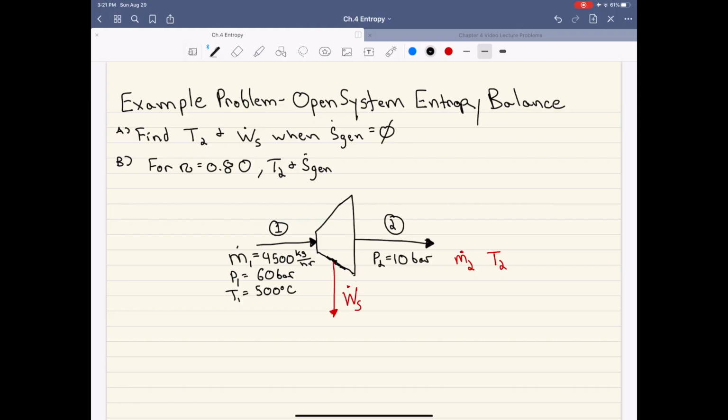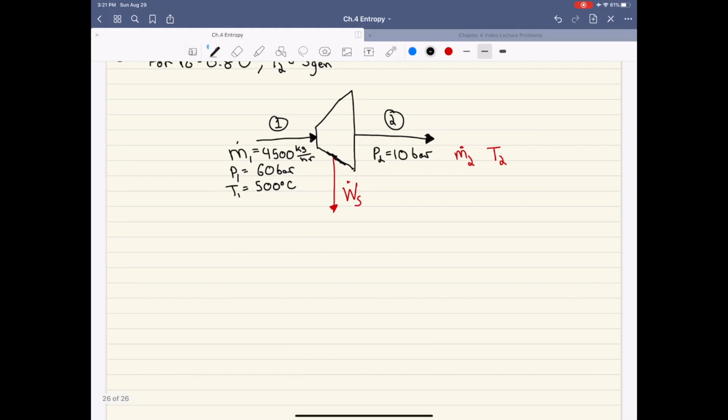Looking at our process flow diagram, we essentially have three unknowns, which are the shaft work, the mass flow rate of the exit steam, and the temperature of the exit steam. That means we need three equations to solve for everything.